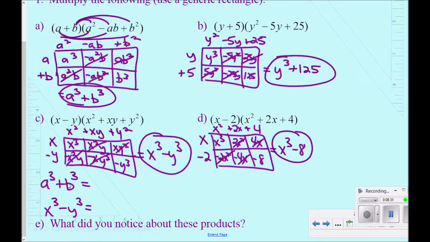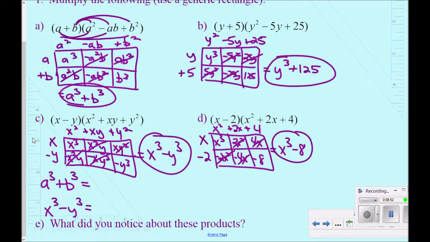So what we said for the first one, a cubed plus b cubed, we know that it factors into the quantity a plus b times the quantity a squared minus ab plus b squared. We know that because we just did it in reverse. We multiplied it out, but we got that as the product. Now we're starting with that as the product, and we want to get to the factors. So the question is, how do we do that?